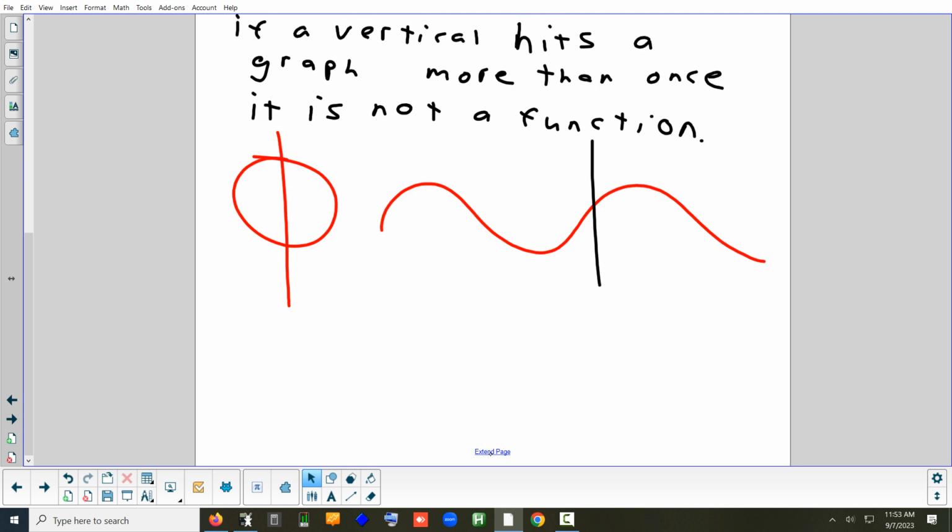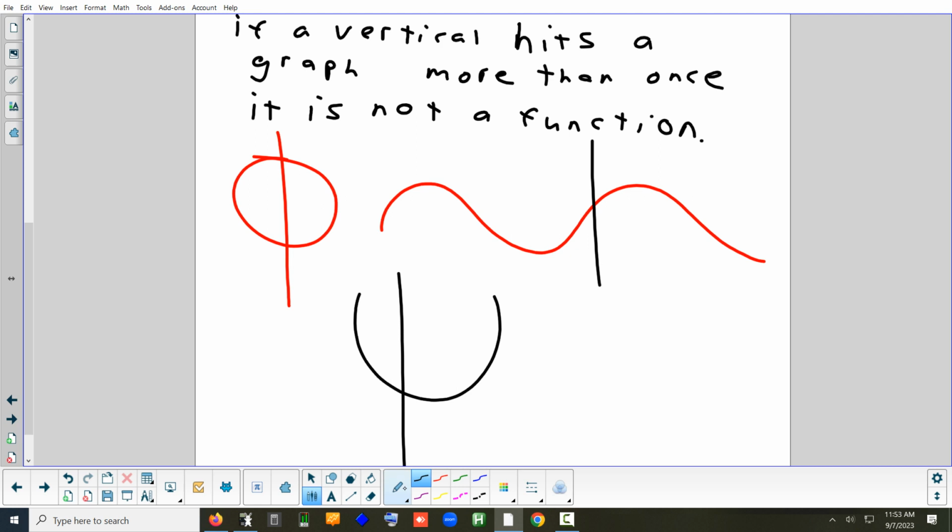How about a parabola? Function? Yeah. No matter where you put the line, it's always going to just hit one time. I know, it looks like my sides kind of curve in a little bit. They don't curve in. They just keep curving out. So that's the vertical line test. Any questions on that? Okay.